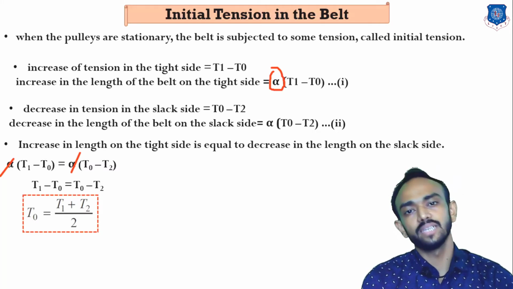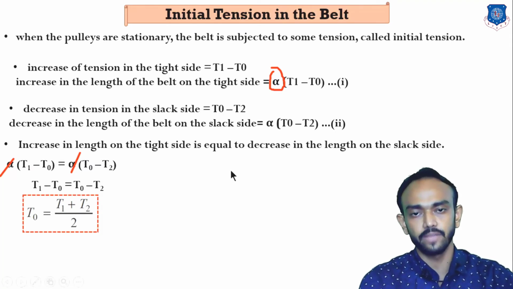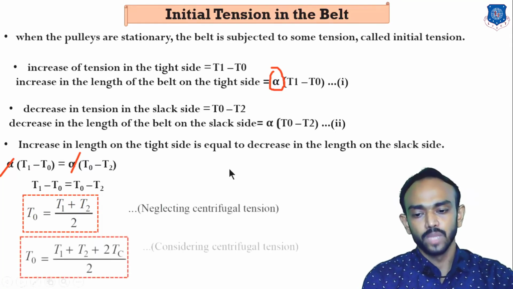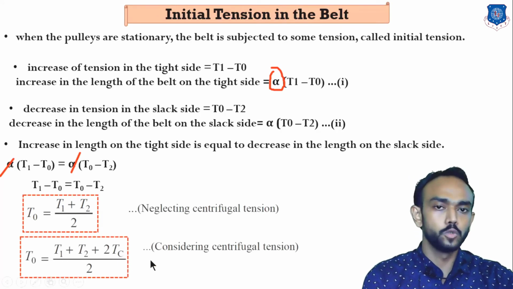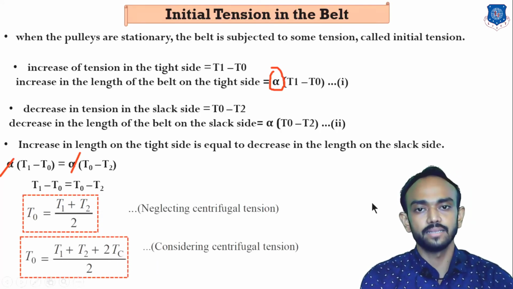But if you consider the centrifugal tension, you have to put its value in this equation, and you can write T0 equal to T1 plus T2 plus 2Tc, divided by 2, if you consider the centrifugal tension.